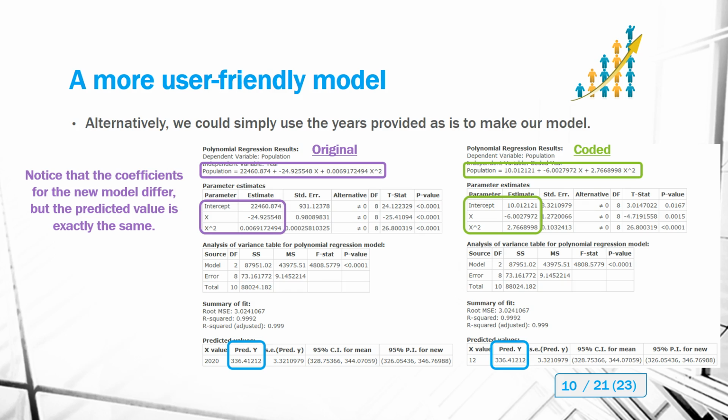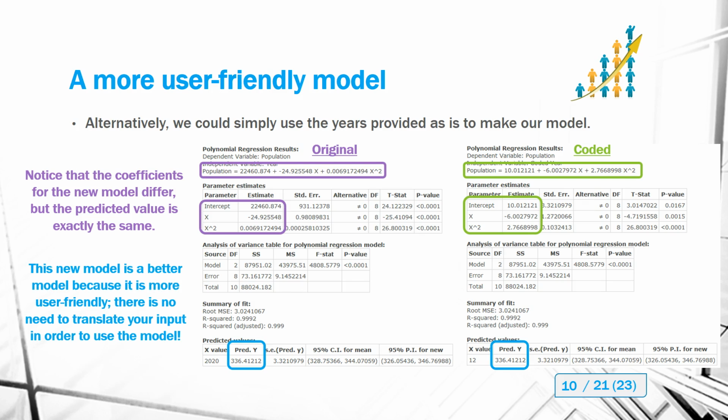So in many respects, this model that we just made with the original year data is a better model because it's more user-friendly. You don't need to translate your input in order to use the model.